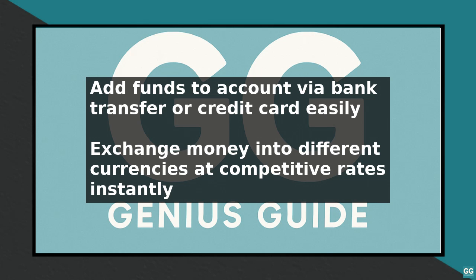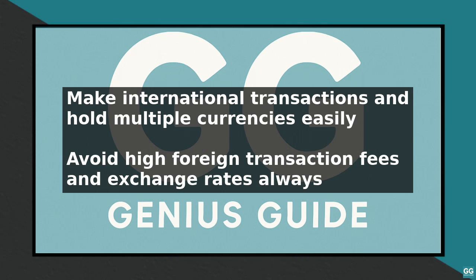To make an international transaction, simply go to the Payments tab in the app, select the currency you want to use, and enter the recipient's details. You can also use the app to set up recurring payments, such as utility bills or subscriptions.